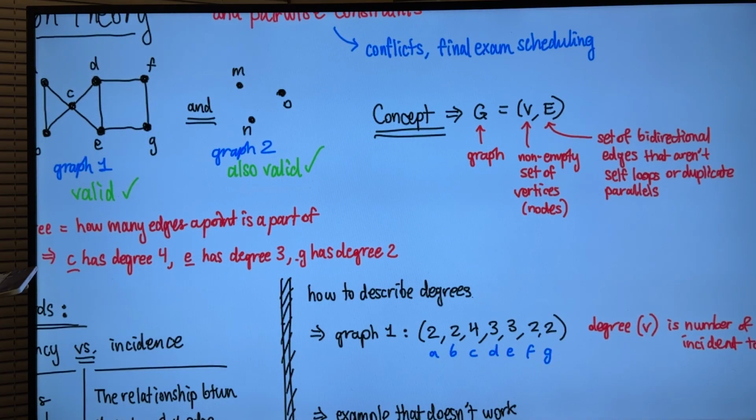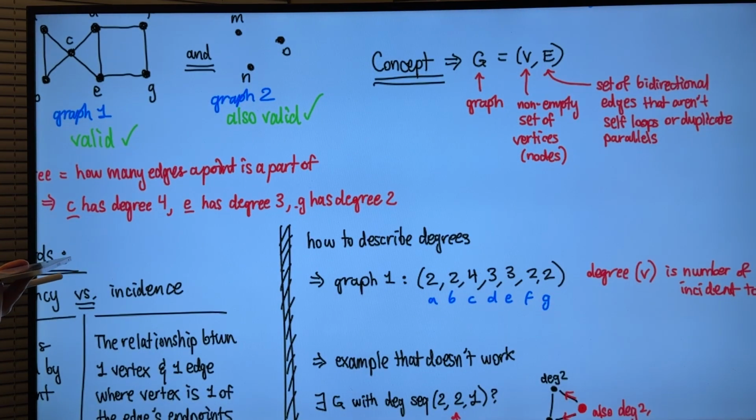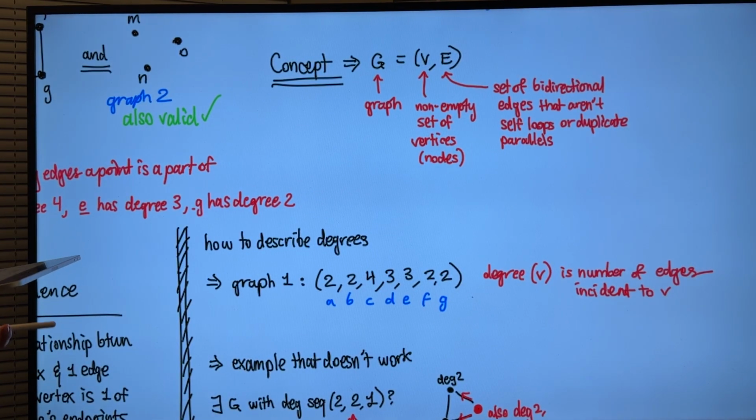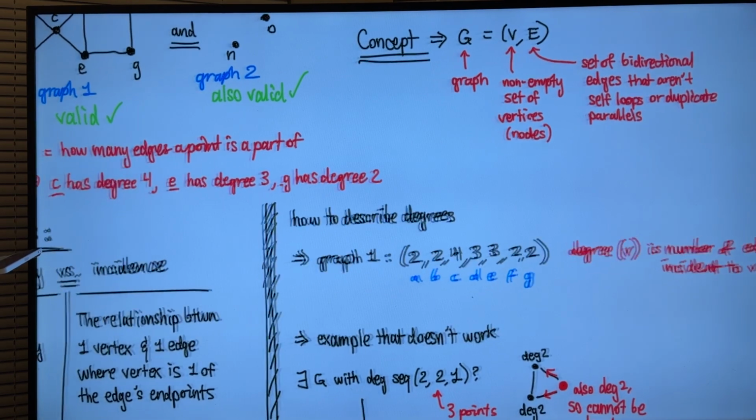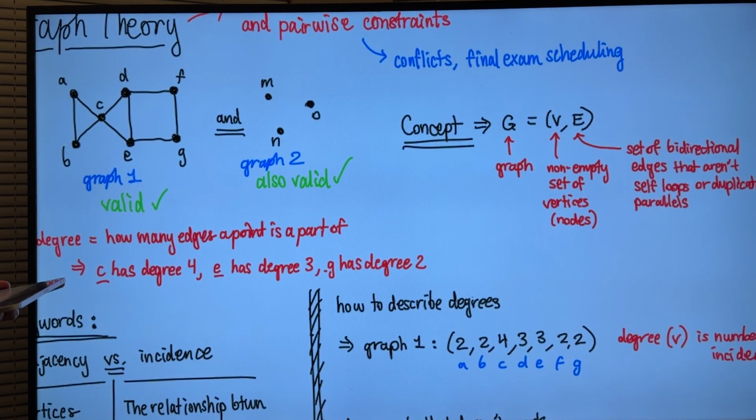So the cool thing is with a graph, you can actually describe a graph using the degrees of each vertex in a set of parentheses like these. So if you went through, let's double check here, vertex A extends out with 2 lines, so its degree is 2. B also extends out to 2 lines, so its degree is 2. C, we already covered that, it has degree 4.